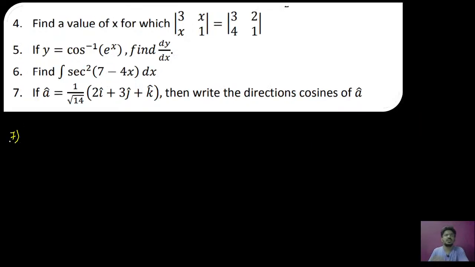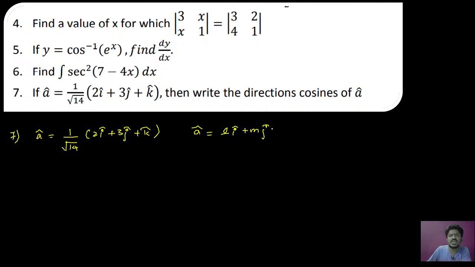What is the seventh one? If a cap is equal to 1 by root 14 into (2i cap plus 3j cap plus k cap), then write the direction cosines of a cap. No problem. We know that a cap will be in the form of l i cap plus m j cap plus n k cap. Okay, this is the standard form of a unit vector.